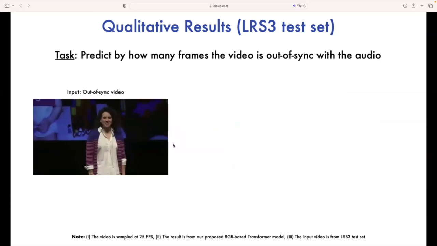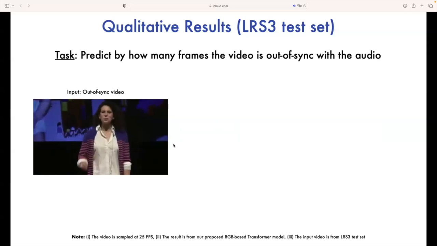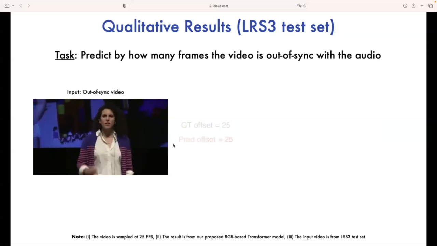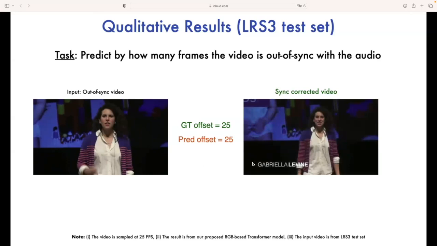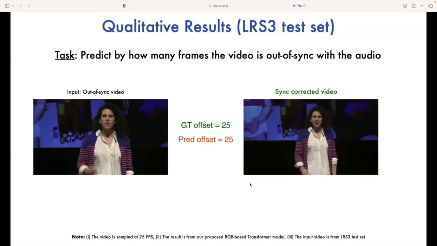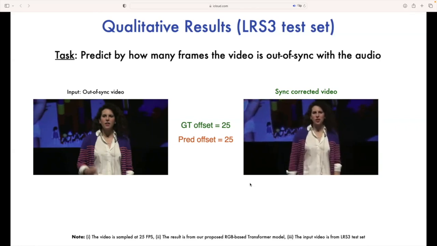Hi, I'm Gabriela Levine. I work as an artist and a technologist, and I build robots. Gabriela Levine. I work as an artist and a technologist, and I build robots.